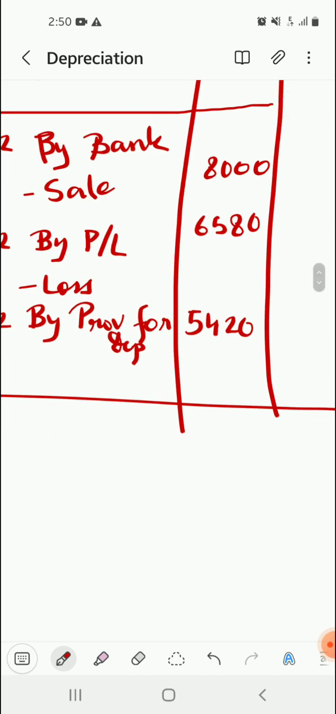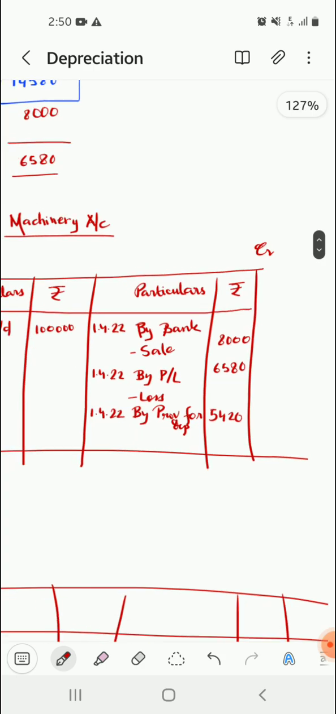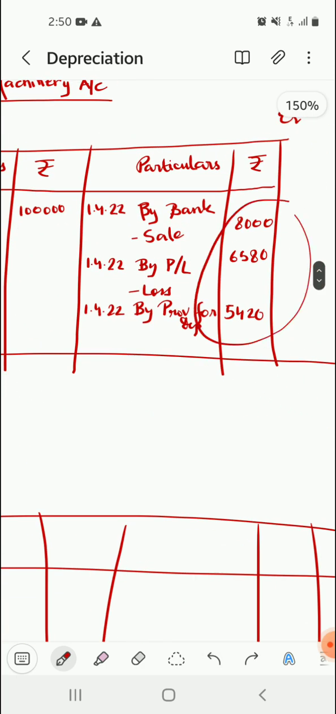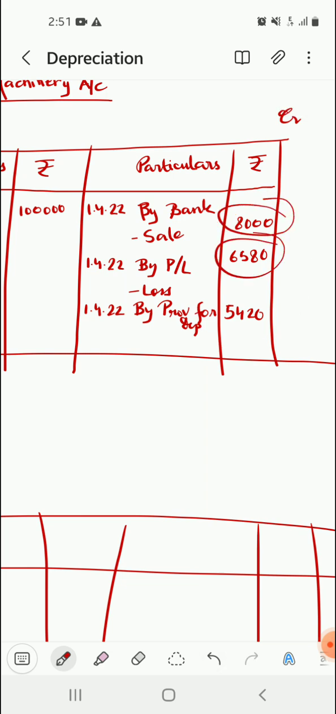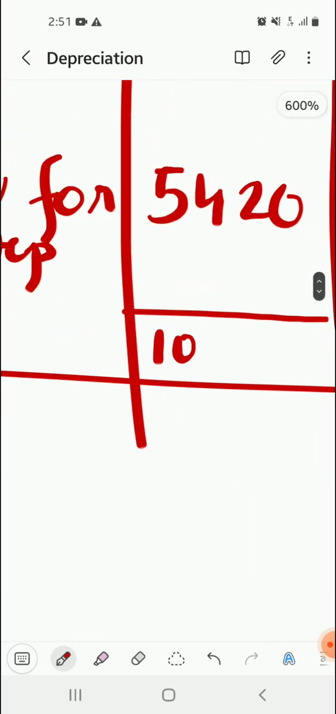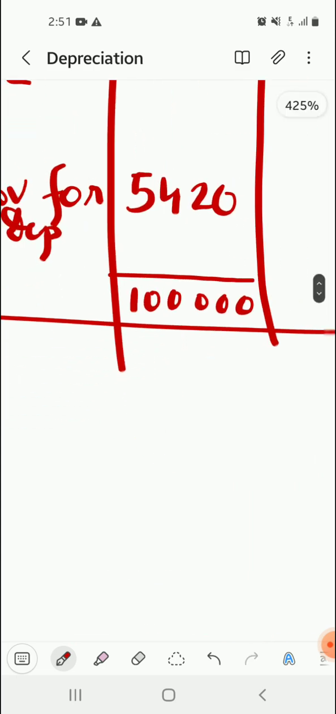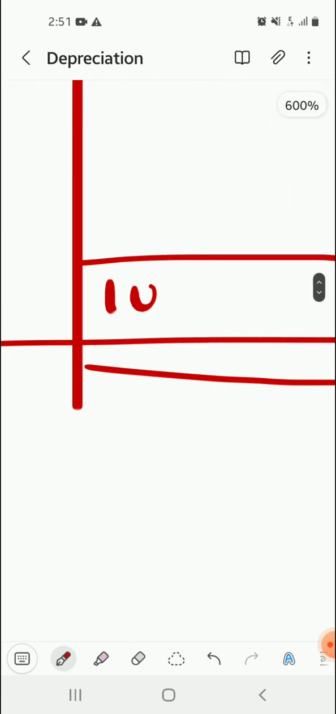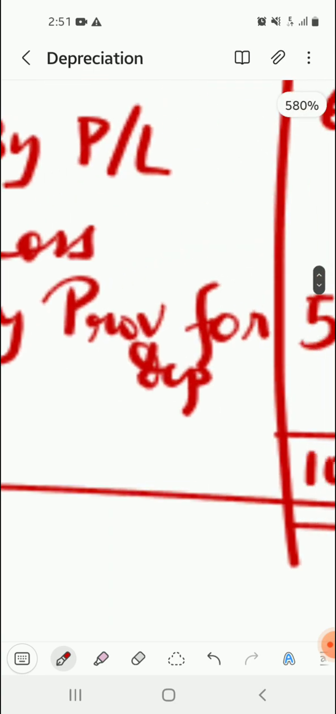Now, what are we left with? We are going to see. It was already stated to us. What are we left with? We already had 1 lakh here, and over here we have to add all of these. If we add all of this, we get 8,000 plus 6580 plus 5420. It's coming to 20,000. So which means if the balance is 1 lakh and all of these boil down to 20,000, therefore we can write that the balancing figure is 1 lakh minus 20,000, that is 80,000.